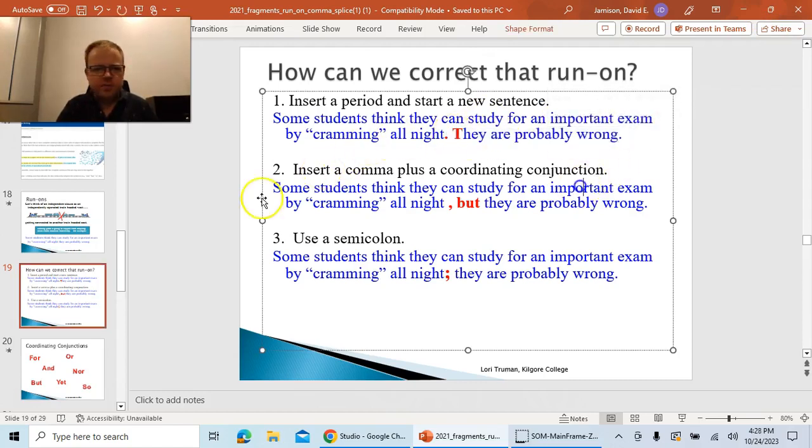They are probably wrong. We can insert a comma plus a coordinating conjunction. Some students think they can study for an important exam by cramming all night, comma, but they are probably wrong. We could also use a semicolon. Some students think they can study for an important exam by cramming all night, semicolon. They are probably wrong.